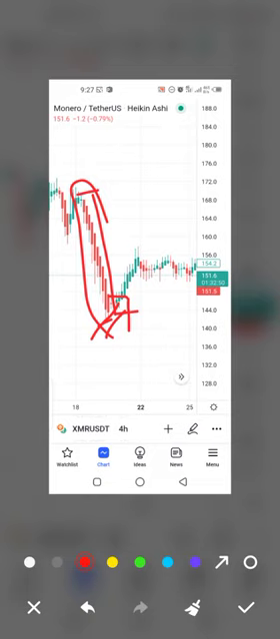Like I usually say, there are so many things people talk about in the crypto space. But this is my say: you find a strategy that works for you and you stick to it. The strategy I'm talking about here is identifying a downward trend, either in the 4 hour time frame or the 1 hour time frame, and we are using the Heikin Ashi candles.